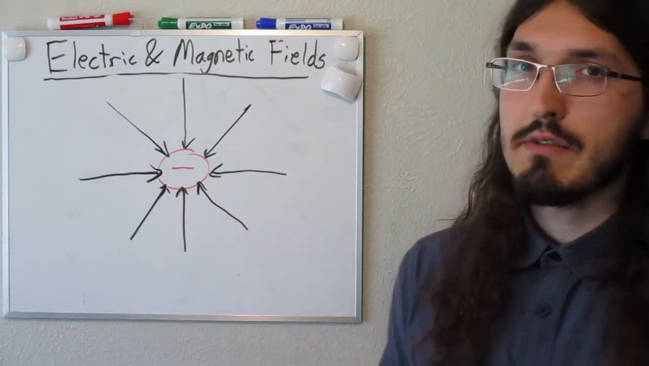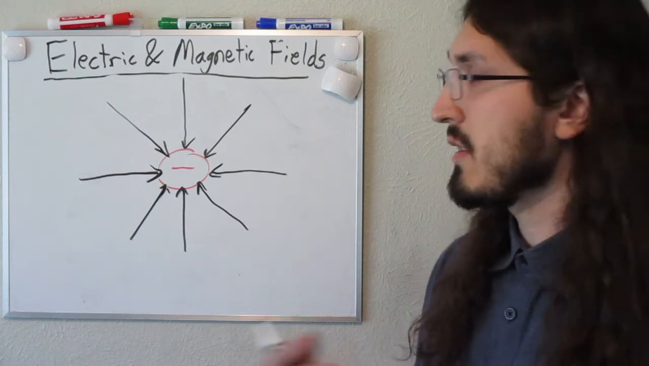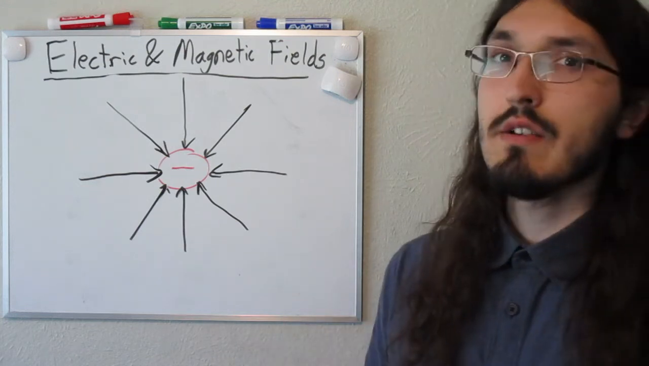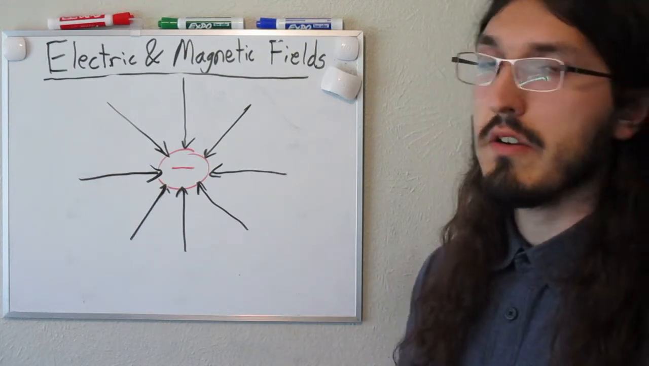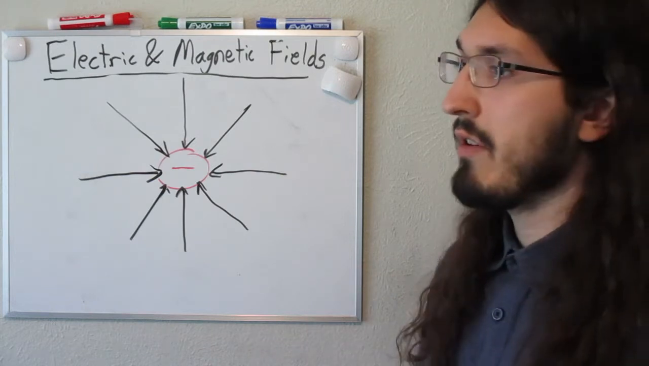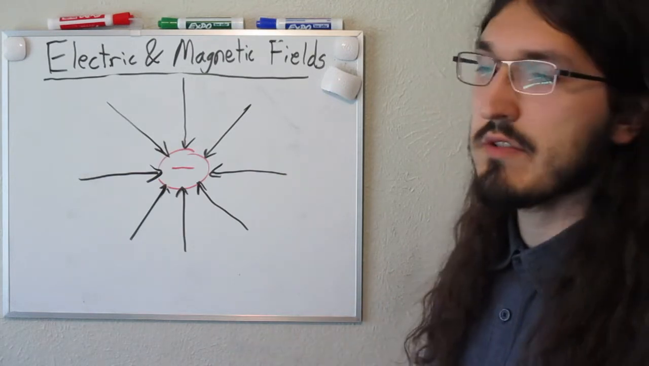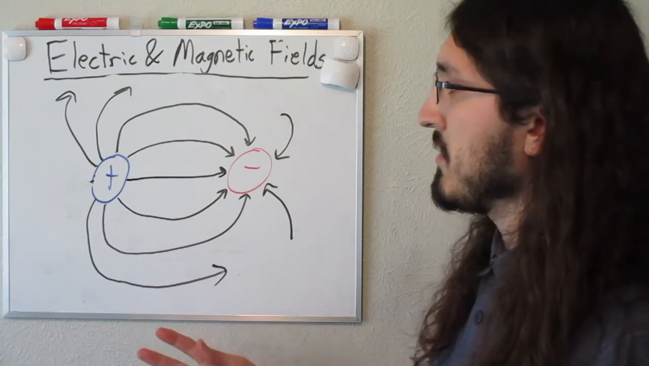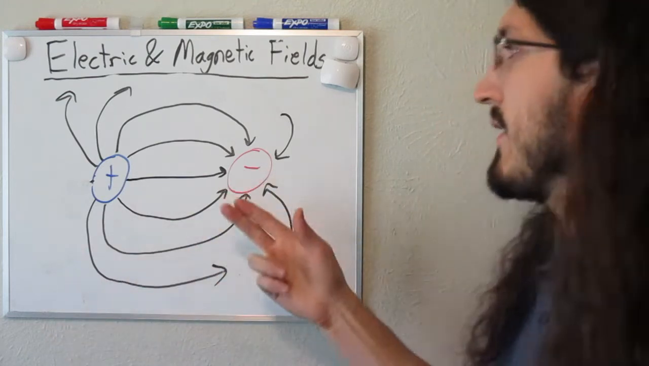This is still consistent with Coulomb's law, which says that the strength of the force gets weaker whenever the charges are separated further apart. Now I'll show you what it looks like whenever we have a positive charge and negative charge next to each other. Okay, so this is what the electric field might look like between a positive and a negative charge.